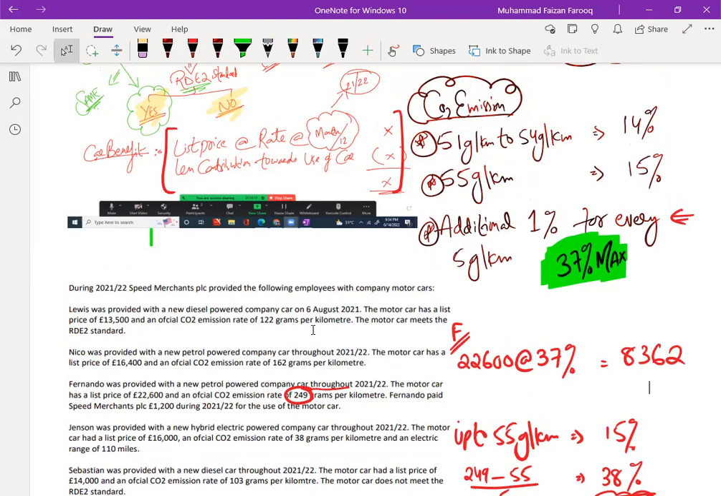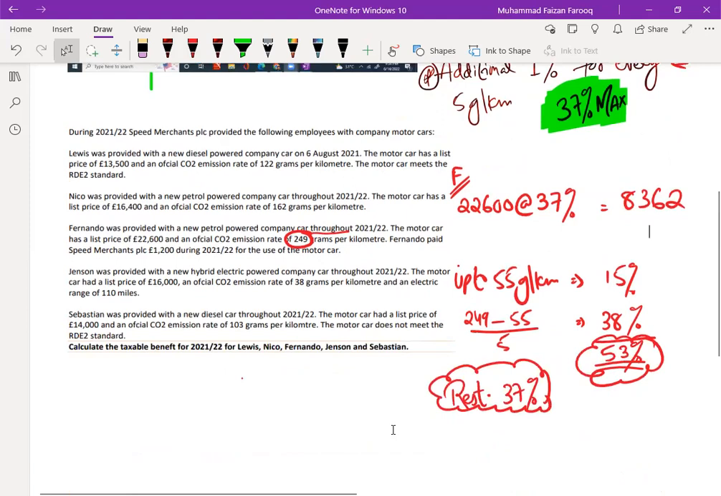Less contribution towards use of car. If the employee is paying something from his pocket towards use of car, he has a free benefit as per the tax. He is enjoying something free which has a value of 8362. Did he spend any money to get this benefit? How much? He paid 1,200.